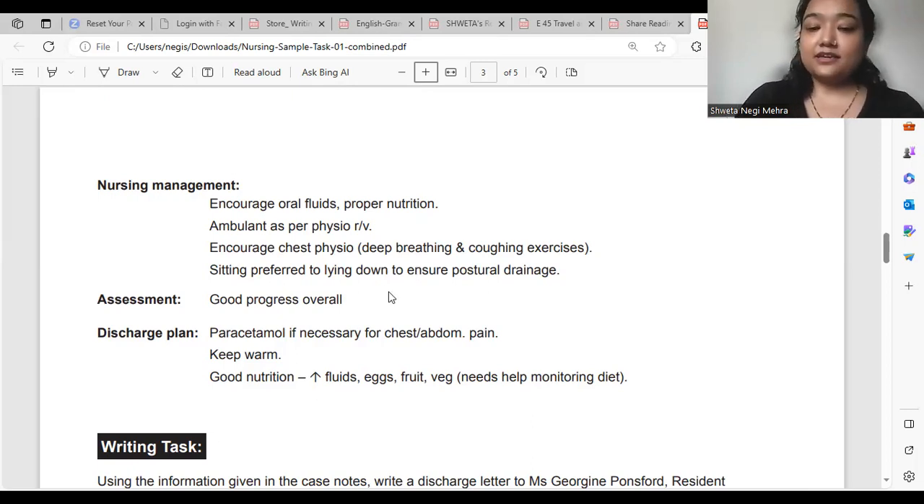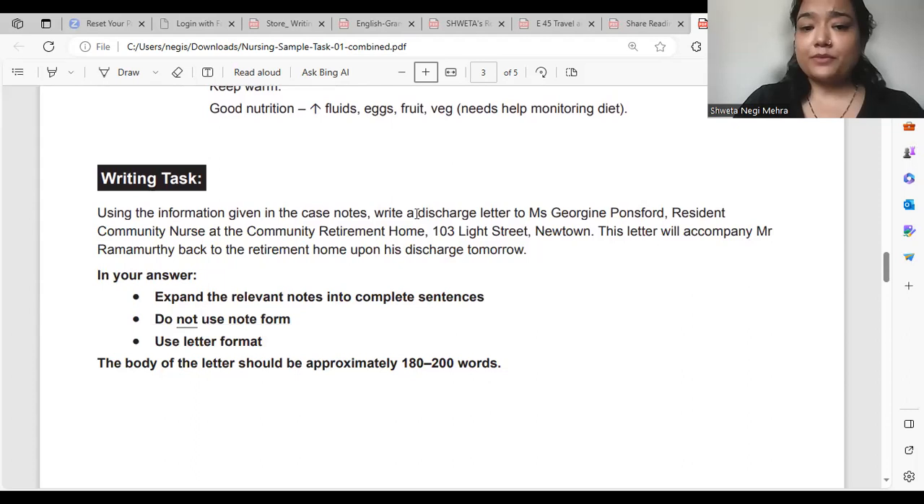तो इसमें क्या है कि using the information आपको डिस्चार्ज लेटर लिखना है मिस जॉर्जीन पॉन्सफोर्ड को, who is resident nurse at the community retirement home. So this is the same place जहाँ पे Lana and this patient live, and you are writing the letter to the resident community nurse there. OK, तो means ये patient वहीं से आया था and now he's going back there. So that is the update letter.